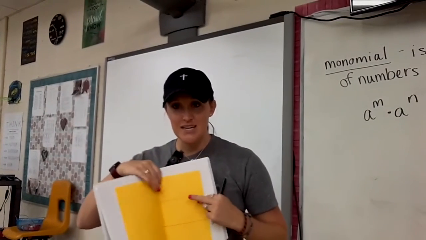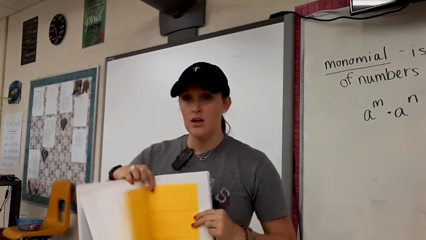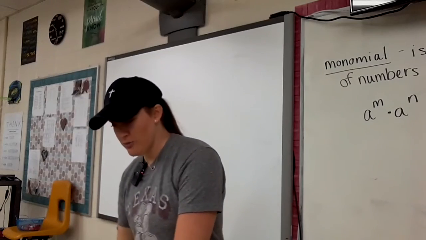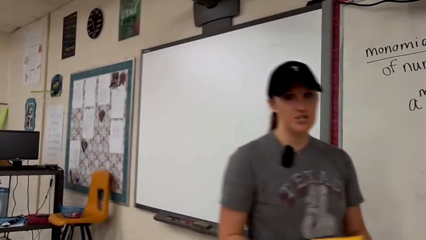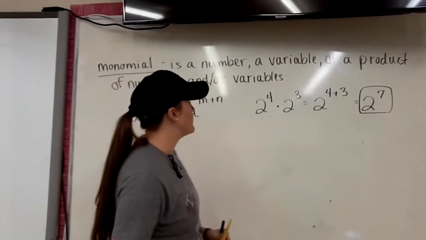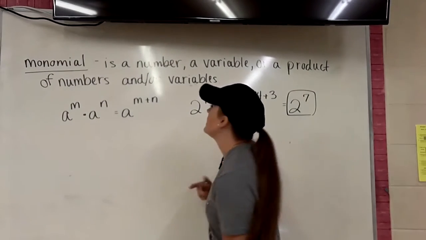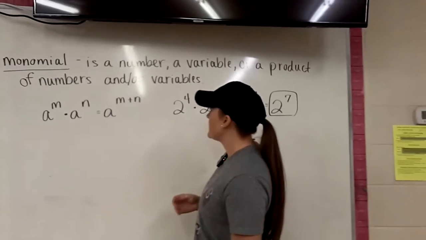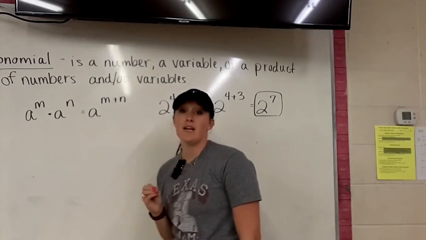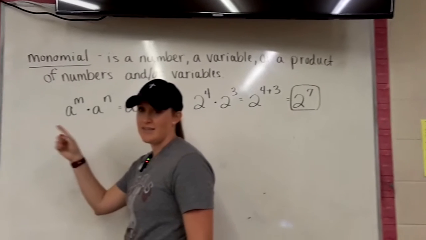Then you're going to flip it open and we're going to write a definition again on this middle section. So we are writing the word monomial. I have the definition over here on the board. It says a monomial is a number, a variable, or a product of numbers and/or variables. I know that sounds confusing, but it'll make more sense once we go over it. So write this down also.